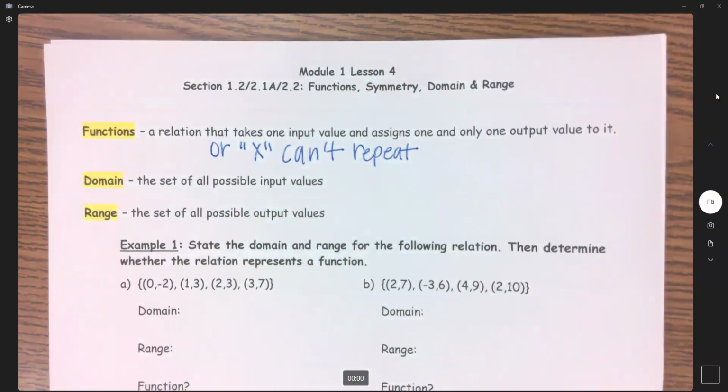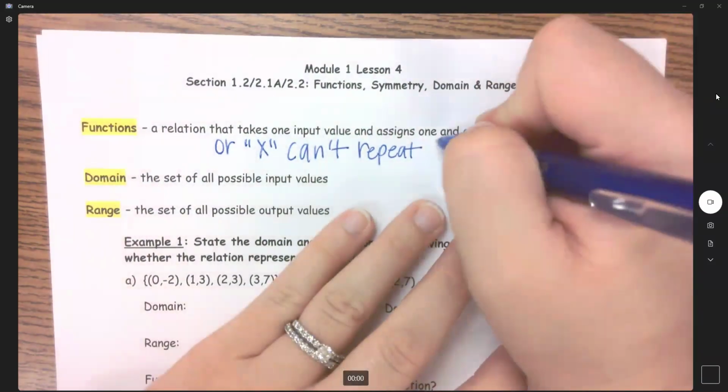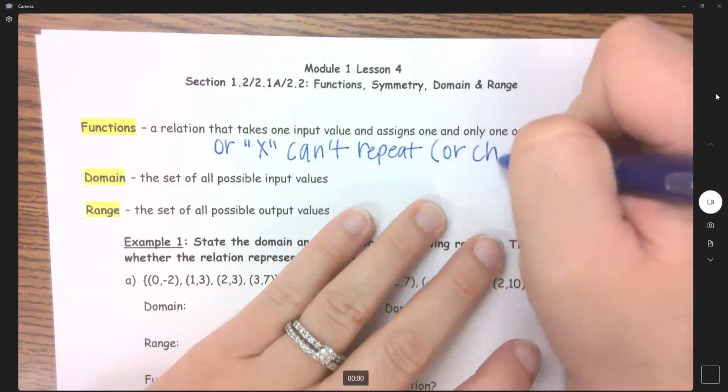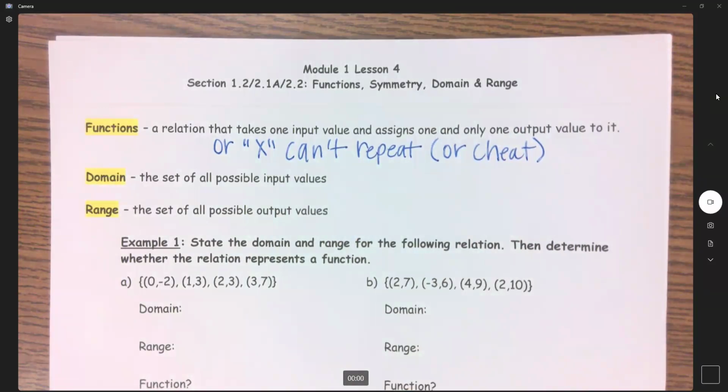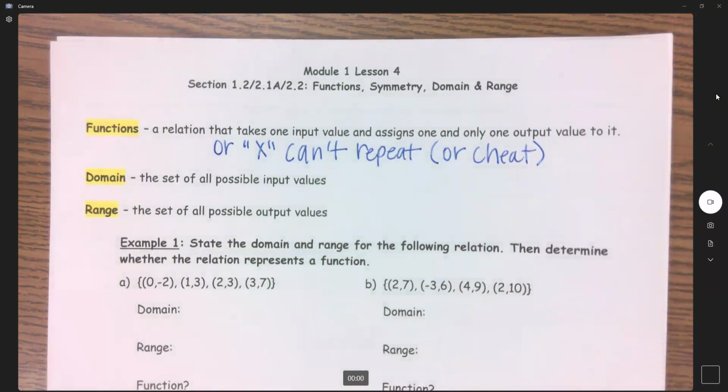When I was teaching this in high school, it really stuck with them, so I'm just going to share it if you want it. Your x can't cheat. So y can be crazy, it can do whatever it wants, but your x cannot repeat or it cannot cheat.